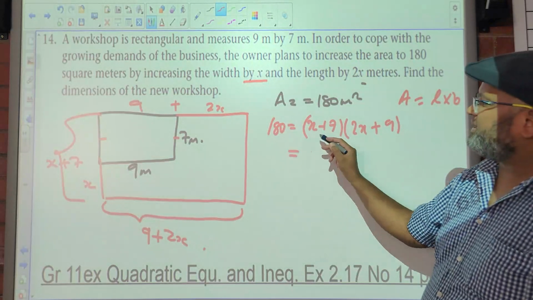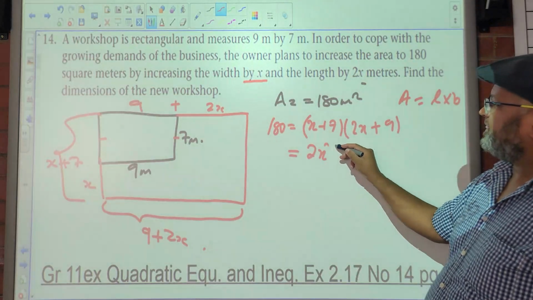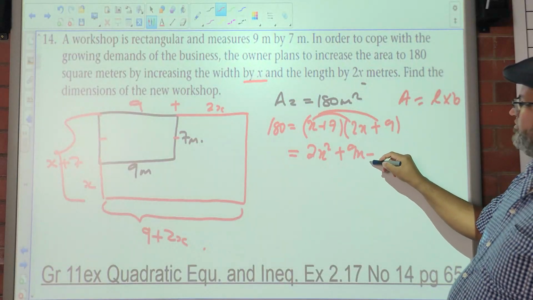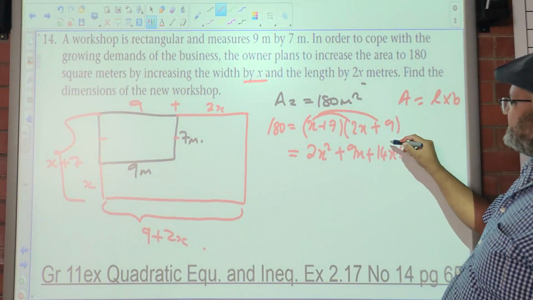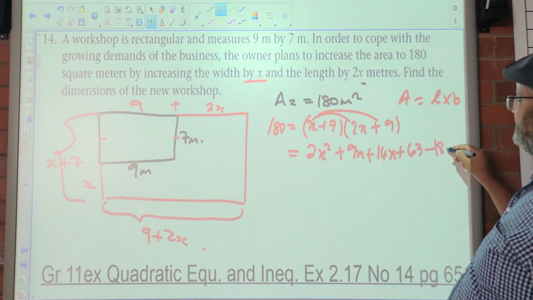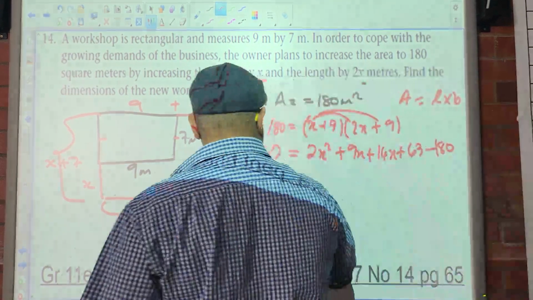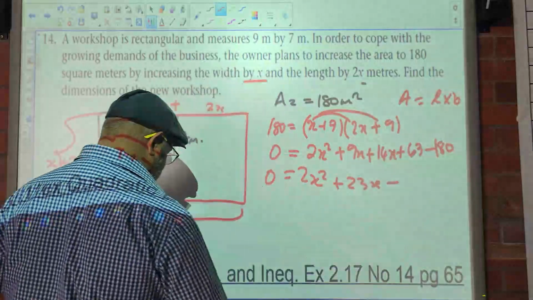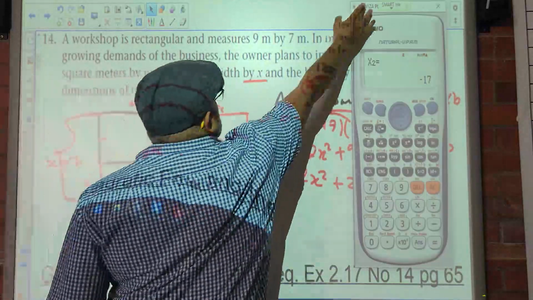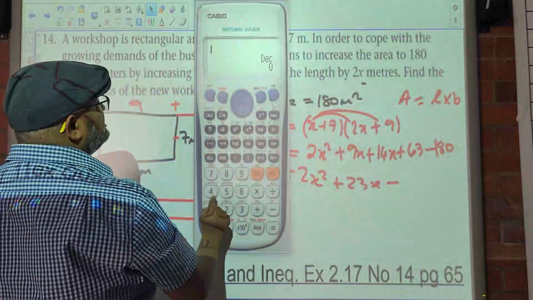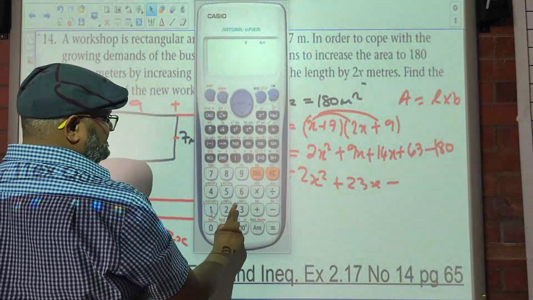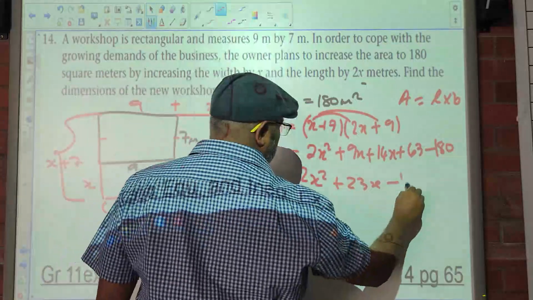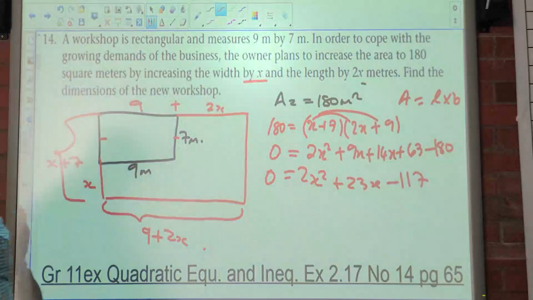So from here, just multiply this out. I get 2x squared, I get 9x plus 14x plus 63 minus 180 is equal to 0. So 0 is equal to 2x squared plus 23x minus 63 minus 180. You get 117. Is that correct? Nobody got this one right.